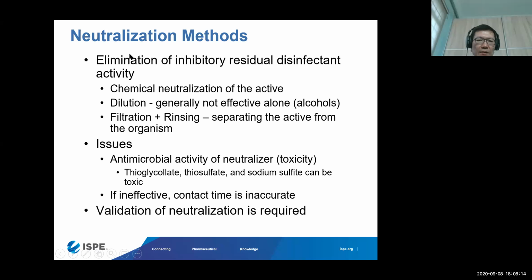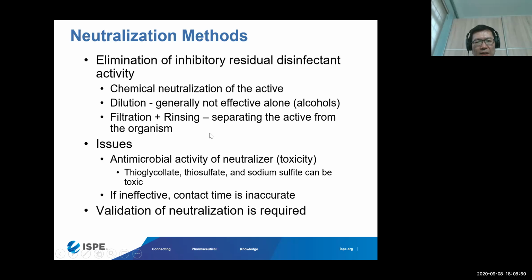When you perform the coupon studies, of course, there are neutralization methods. There are 3 methods for neutralization. The most common one is chemical neutralization of the active. You use a neutralizer. The other one is dilution, which is generally not effective alone unless it's alcohol. Typically chemical neutralization is used, and also filtration plus rinsing. This is to separate the active from the organisms.